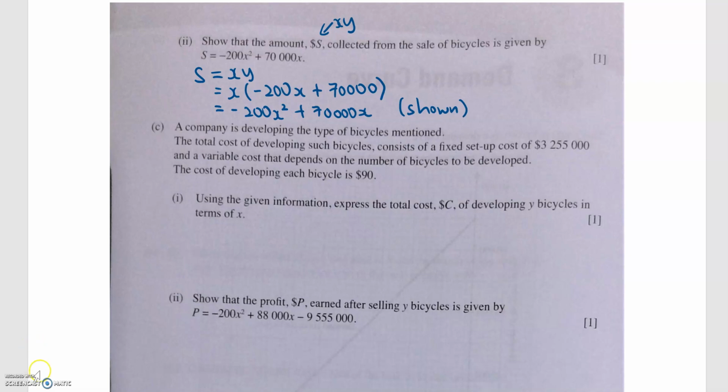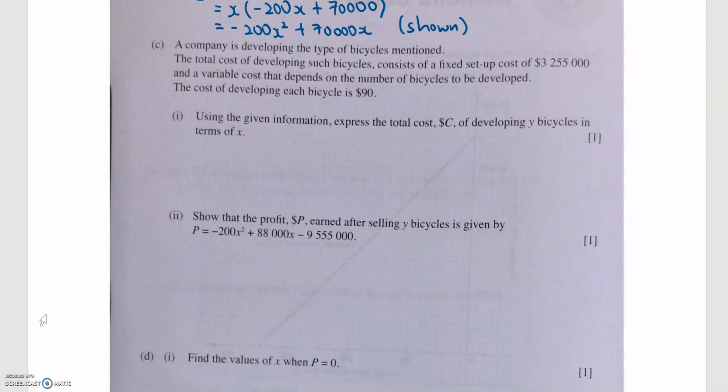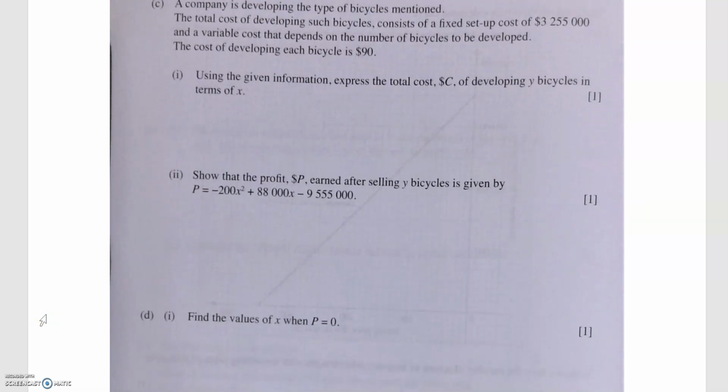Let's go on to the next part. A company is developing the type of bicycles mentioned. The total cost of developing such bicycles consists of a fixed setup cost of this amount and a variable cost that depends on the number of bicycles to be developed. The cost of developing each bicycle is $90. So we need to use this information to express the total cost C dollars of developing Y bicycles in terms of X.